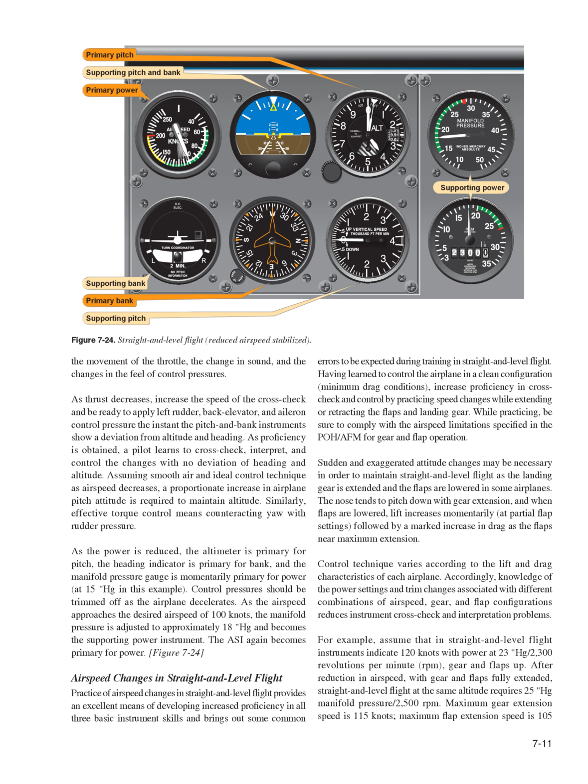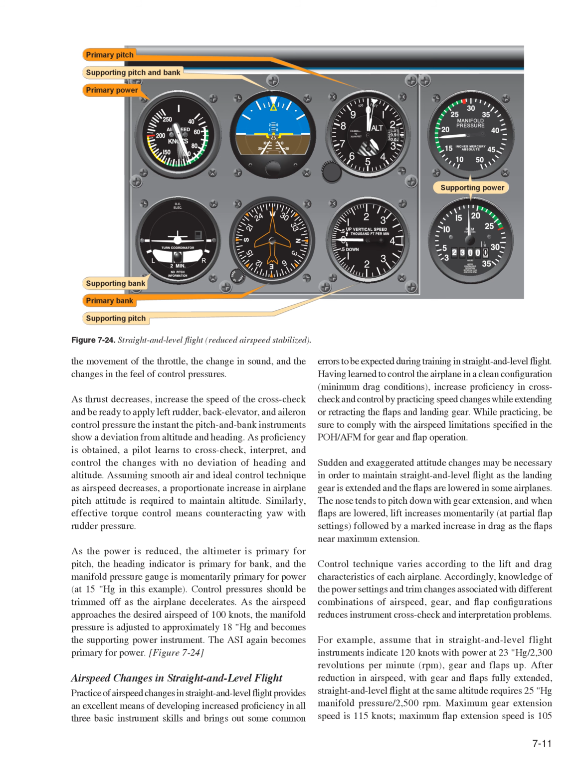As proficiency is obtained, a pilot learns to cross-check, interpret, and control the changes with no deviation of heading and altitude. Assuming smooth air, an ideal control technique is that as airspeed decreases, a proportionate increase in airplane pitch attitude is required to maintain altitude. Similarly, effective torque control means counteracting yaw with rudder pressure. As the power is reduced, the altimeter is primary for pitch, the heading indicator is primary for bank, and the manifold pressure gauge is momentarily primary for power, at 15 Hg in this example. Control pressure should be trimmed off as the airplane decelerates.